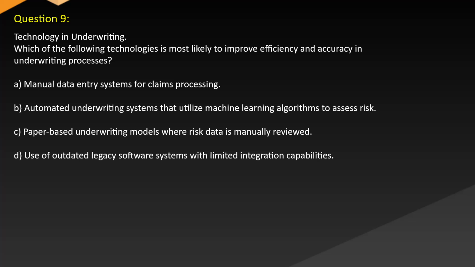Question 9. Technology in underwriting. Which of the following technologies is most likely to improve efficiency and accuracy in underwriting processes? A. Manual data entry systems for claims processing. B. Automated underwriting systems that utilize machine learning algorithms to assess risk. C. Paper-based underwriting models where risk data is manually reviewed. D. Use of outdated legacy software systems with limited integration capabilities.